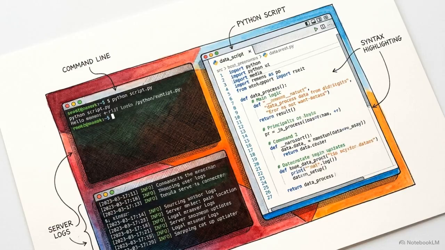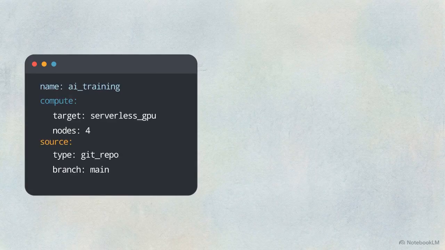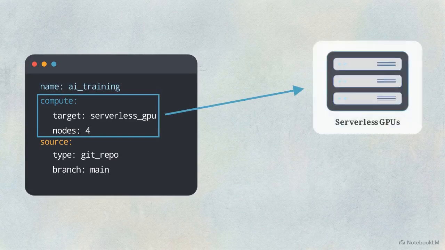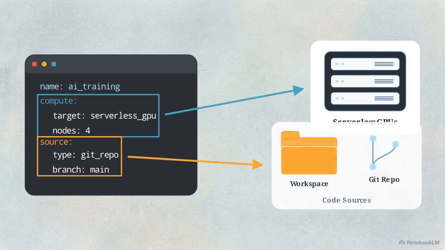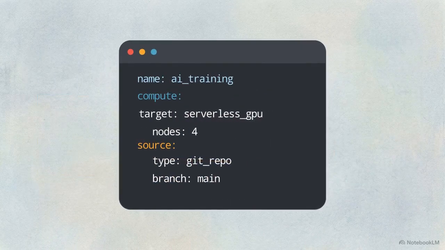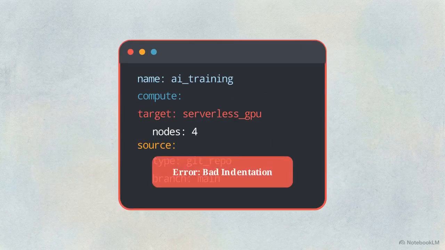Now we move from the terminal interface over to the code editor, where your Python training script is stored. Instead of web interfaces, use a YAML file to map your code to hardware. Configure fields to allocate the exact serverless GPUs needed, and declare if the source is workspace-based or Git-pulled. Beware, strict YAML formatting means one bad indentation causes a failure.